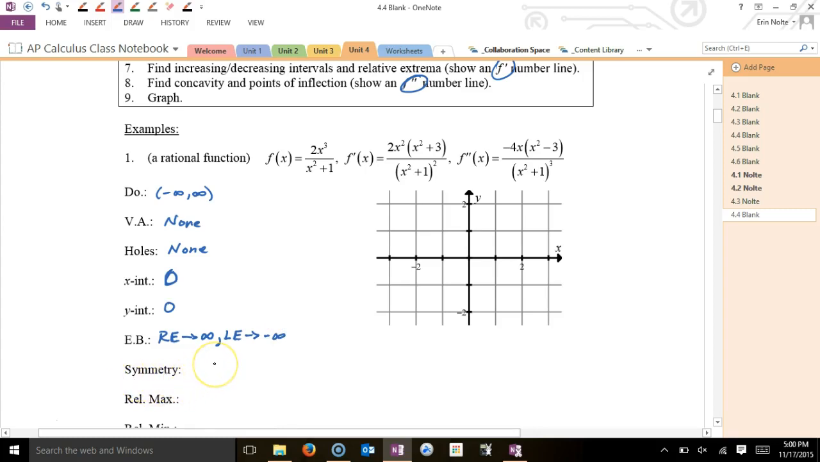For symmetry, you can plug a negative x value into both of the x's. If I plug in a negative x value, I'd get a negative on the top, negative 2x cubed, and on the bottom, the negative would cancel because it would immediately be squared. If I compare that to the original, I have a positive version and then a negative version. So that's going to be symmetrical over the origin, because it's exactly opposite. The idea is that f of negative x equals negative f of x.